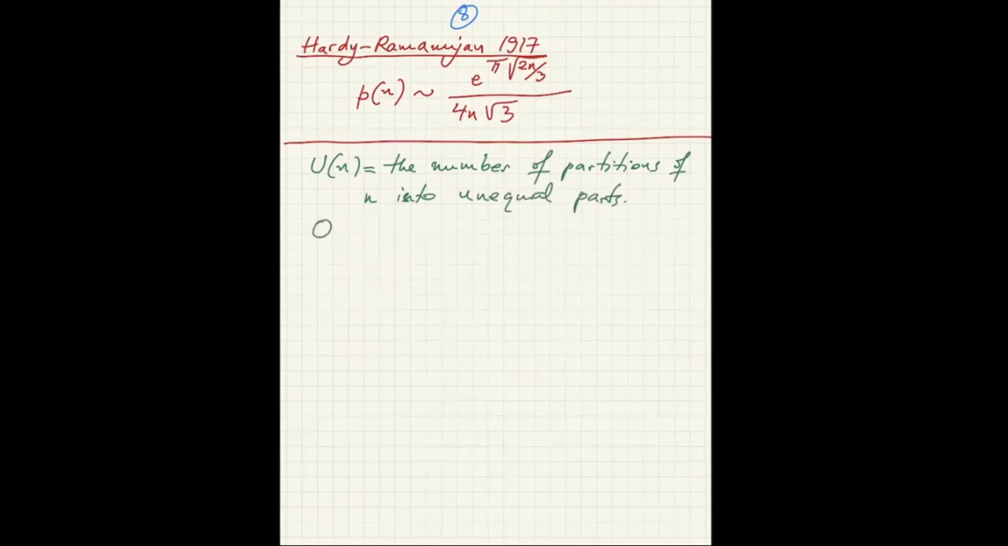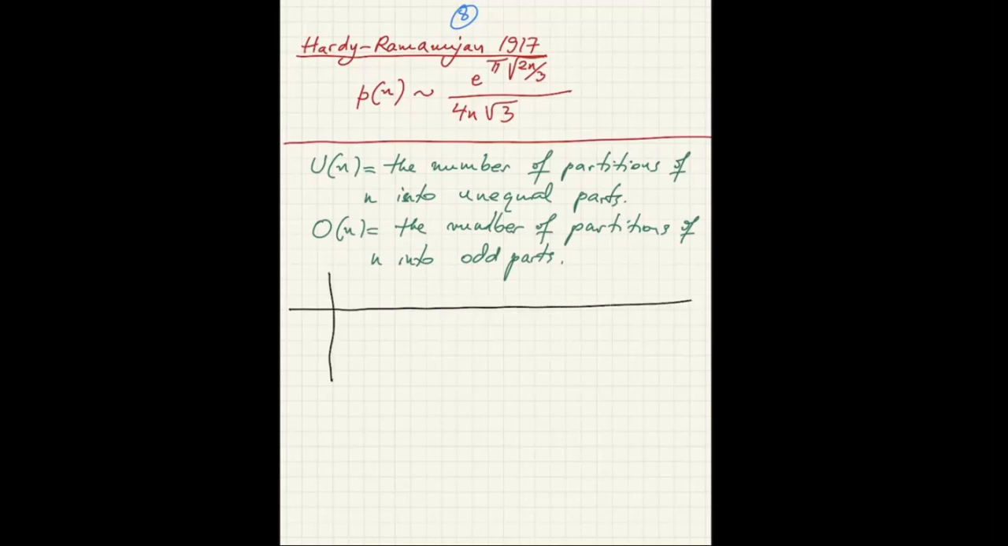And let's look at on, which is defined as the number of partitions of n into odd parts. Okay, so let's do some examples first to see how these numbers look.